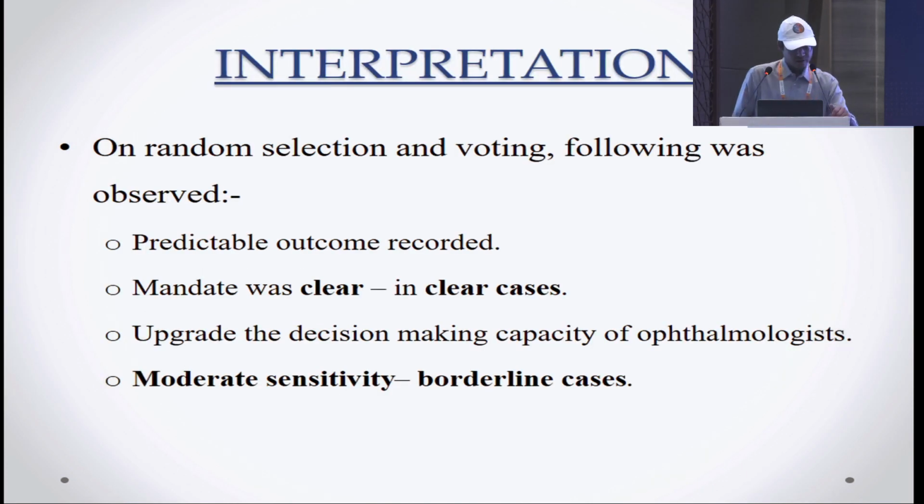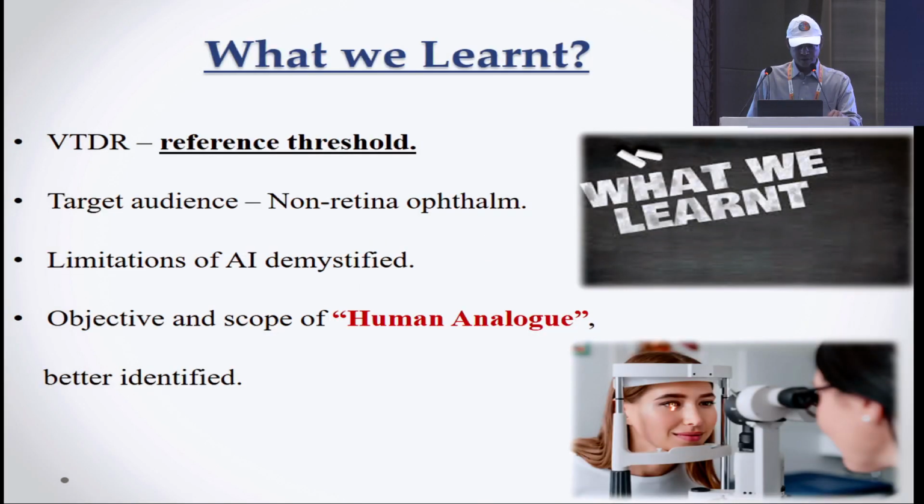After the second round of voting, we saw that there was a very predictable outcome. The mandate was pretty clear in the clear cases, and hence we needed to upgrade the decision-making capacity of all the ophthalmologists. But there was moderate sensitivity in the borderline cases, so we needed to work on that. So VTDR was definitely a reference threshold after this entire session, and the target audience was non-retina ophthalmologists. The limitations of AI were also demystified, and the objective and scope of human analog was better identified.